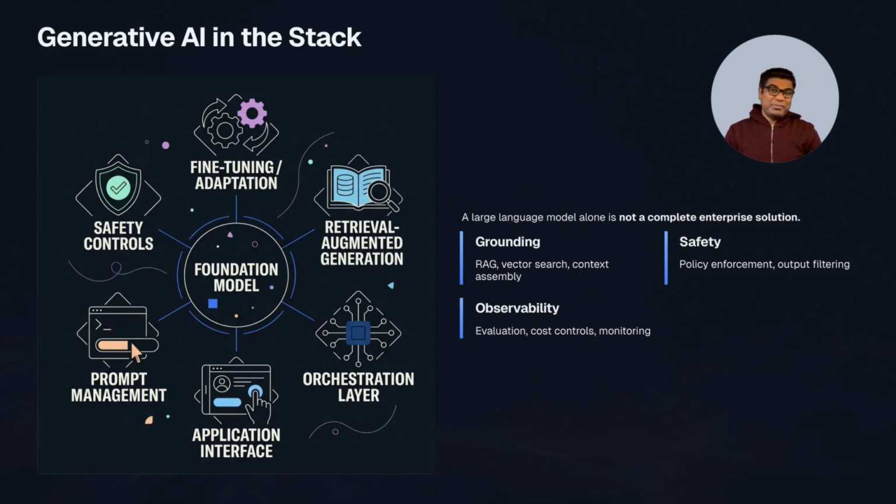A large language model on its own is not a complete enterprise solution. Real systems need prompt management, grounding, retrieval-augmented generation, context assembly, vector search, policy enforcement, output filtering, evaluation, observability, and cost controls. In other words, generative AI adds a new interaction paradigm, but it still depends on classic machine learning disciplines, software engineering, infrastructure engineering, and governance.